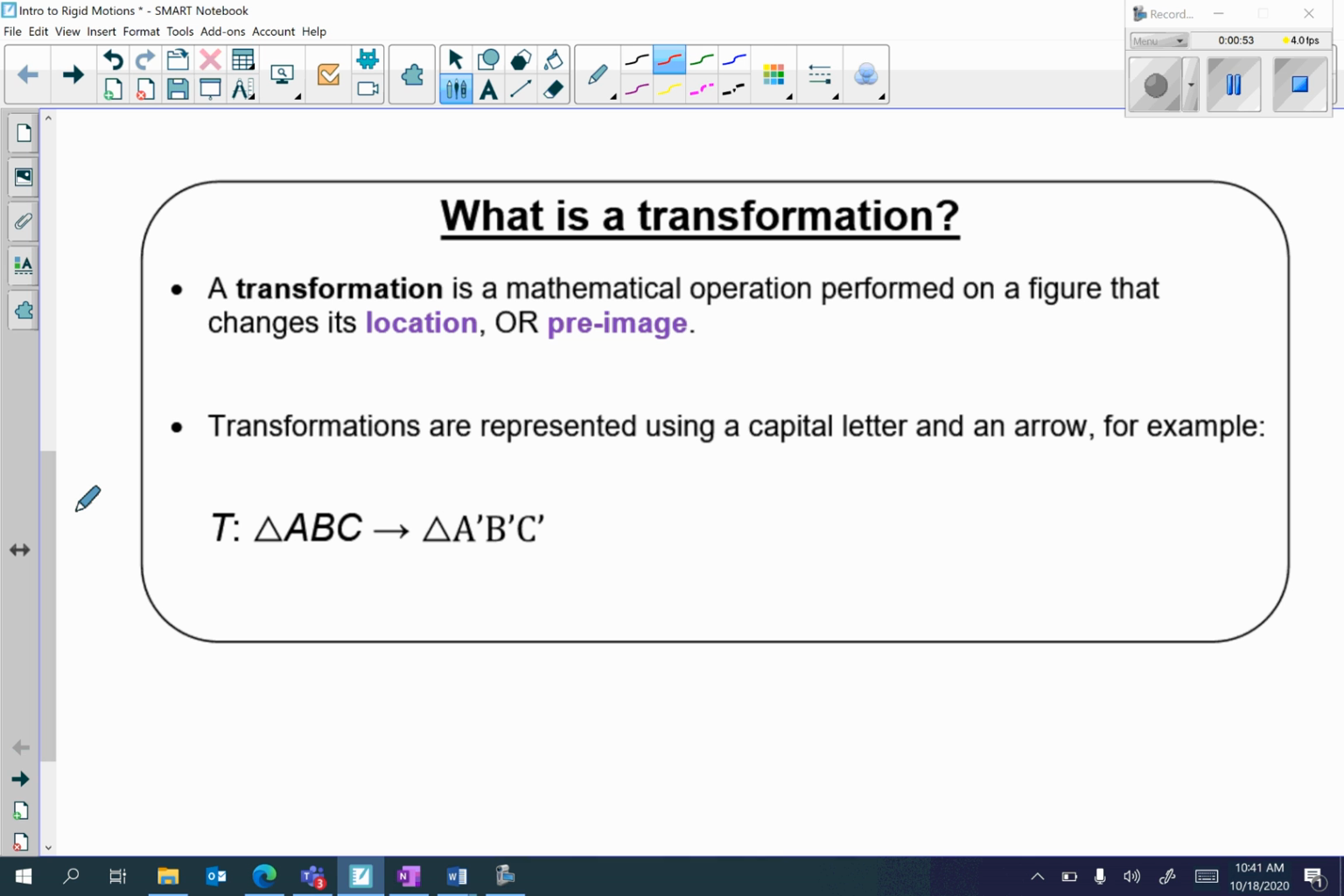Next, we have what is a transformation. A transformation is a mathematical operation performed on a figure that changes its location or preimage. Remember, preimage is the first thing before the transformation has happened. Transformations are represented using a capital letter and an arrow, for example. Here's the transformation: triangle ABC, after the transformation, becomes triangle A prime, B prime, C prime.